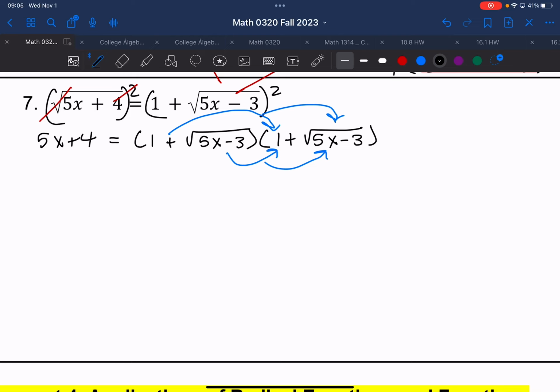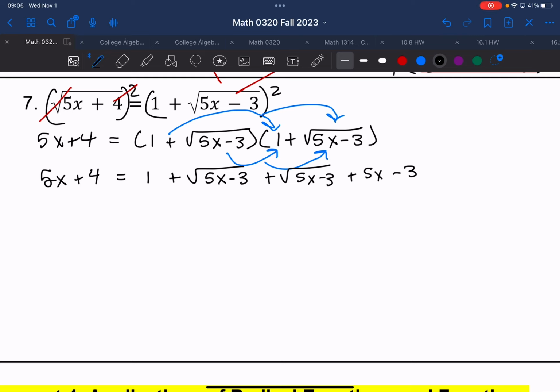Okay, so when we FOIL this, we have 1 times 1, which is 1. 1 times the radical, which is just that radical. Radical times 1, so again the radical, that 5x minus 3. And when we do a radical times a radical, what happens to the square roots? Cancel. So the square root of 5x minus 3 times the square root of 5x minus 3 is just going to be 5x minus 3. And then I'm going to bring down that 5x plus 4.